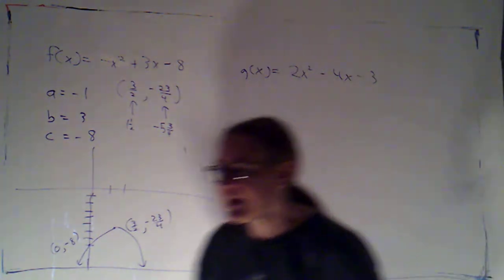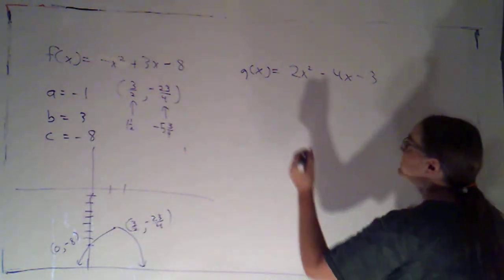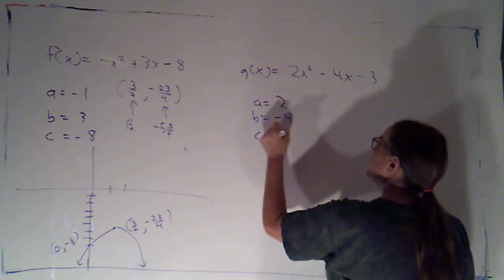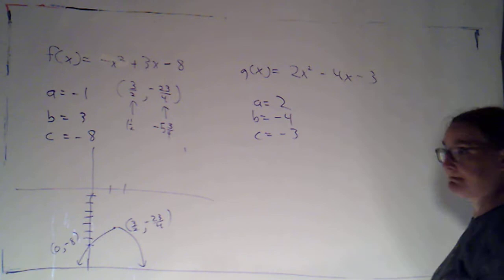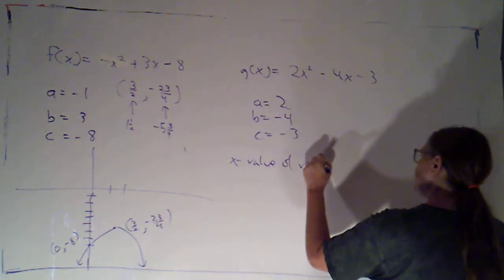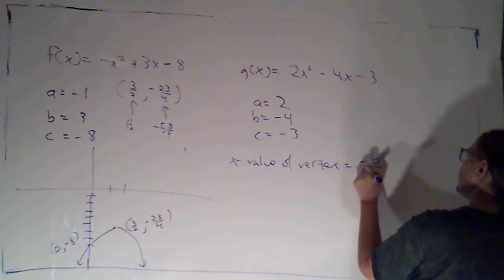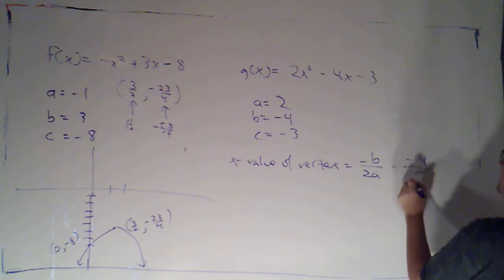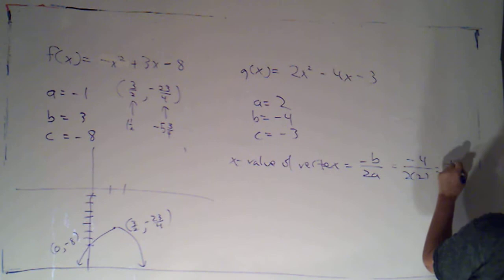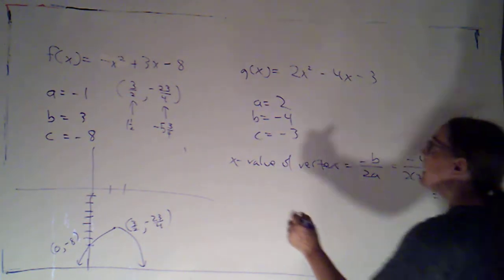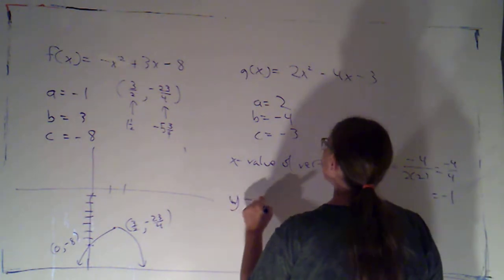All right, let's try g of x here. So, a is 2, b is negative 4, c is negative 3. So, the x value of my vertex is the opposite of b over 2a. That's going to be the opposite of 4 over 2 times 2. So that's negative 4 over 4. That's just negative 1.